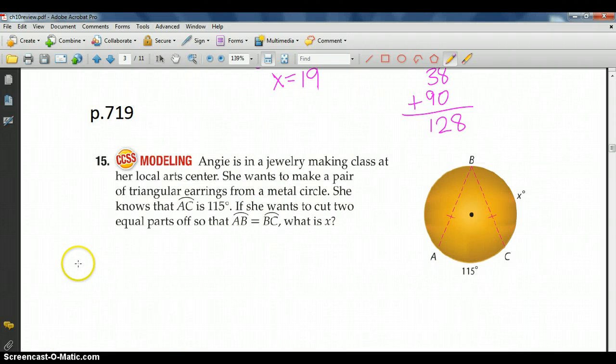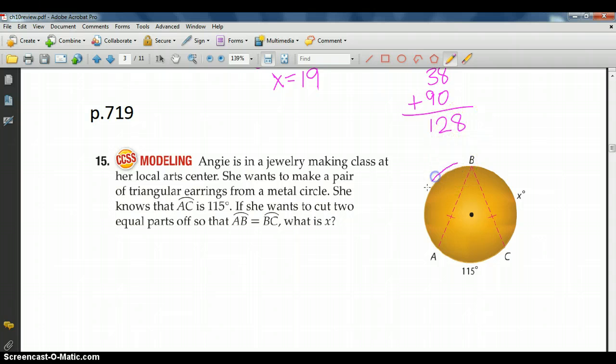From page 719, number 15. Angie is in a jewelry making class at her local arts center. She wants to make a pair of triangular earrings from a metal circle. She knows that arc AC is 115 degrees. If she wants to cut 2 equal parts off so that arc AB and BC are equal, what is X?